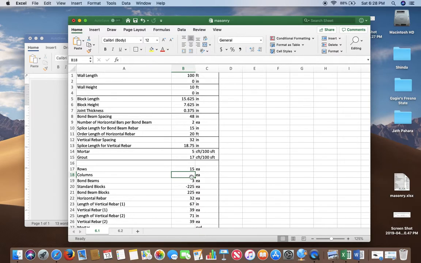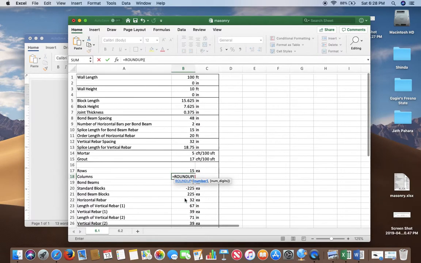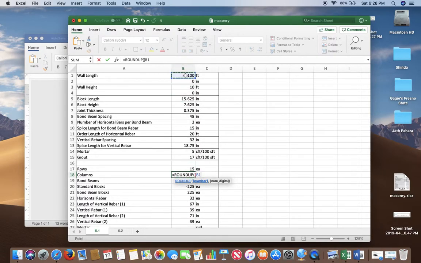And we'll repeat the same step for the columns. So let's try this one more time. Equals ROUNDUP, and we'll do double parentheses. Since we're doing columns, we're going to be using the wall length. So it'll be this times 12 plus your B2, which again is the same thing.